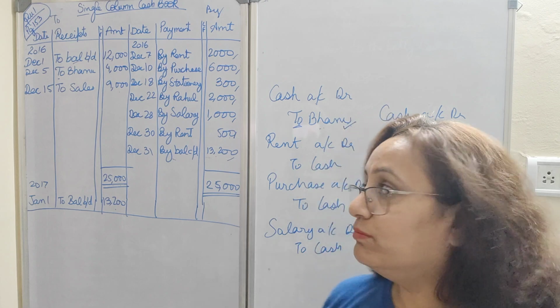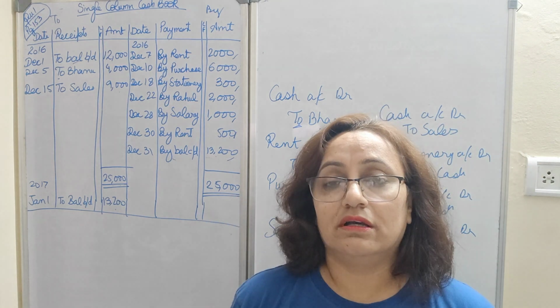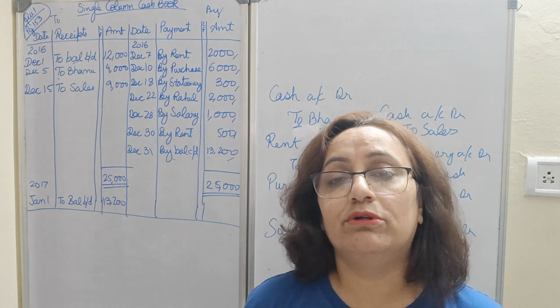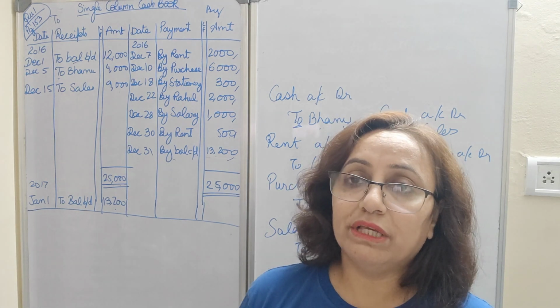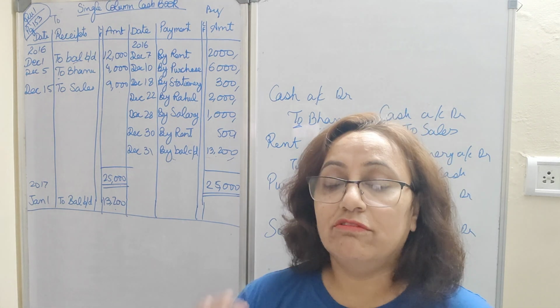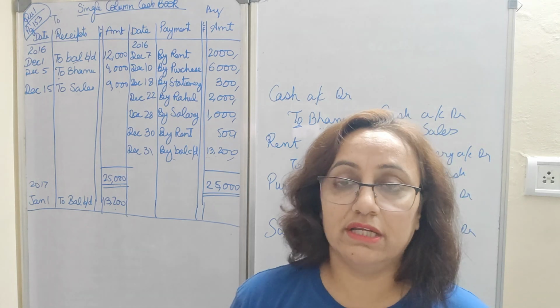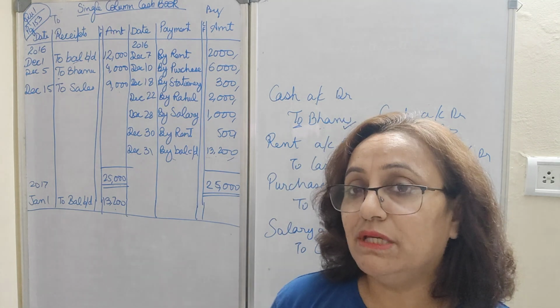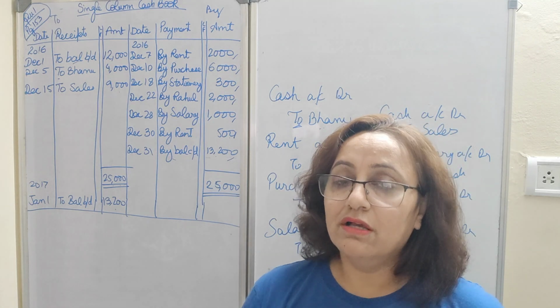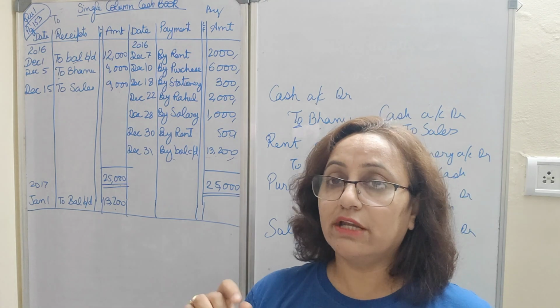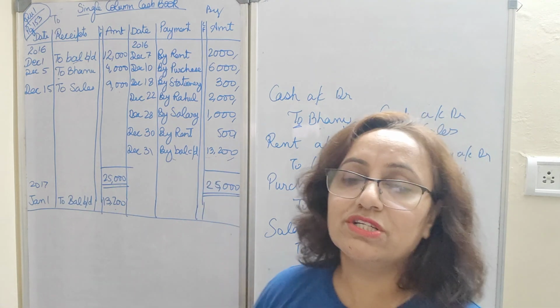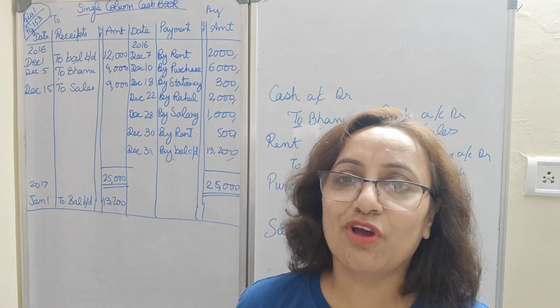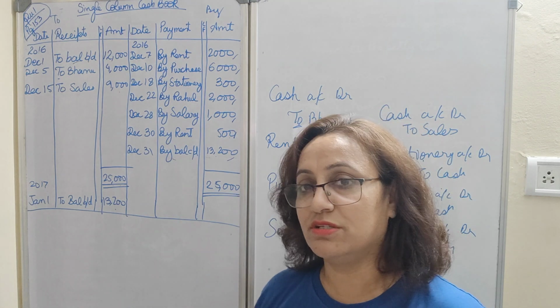Right? I hope this video is clear to you all and you are able to understand how we are making the single column cash book. I will be solving the next numerical question in the next video, and please sit with your book and pen along with me so that you also make the balance and you also find out how this calculation is done, because the video is in your hand. You can pause and do the calculations.